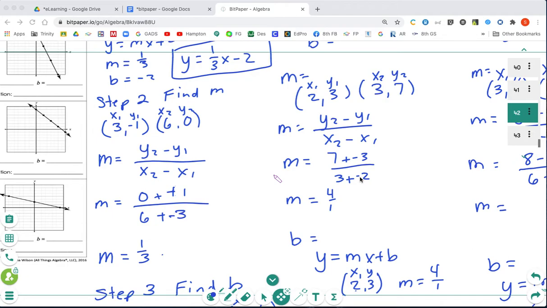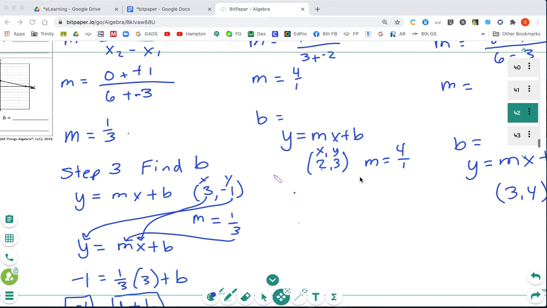I'm going to come down here and I'm going to find b. In order to find b, I take my first ordered pair, 2, 3, and I take my slope. So I'm going to y equals mx plus b. My y is going to be 3. My m is going to be 4 over 1. And my x is going to be 2. So 3 equals 4 over 1 times 2 plus b.